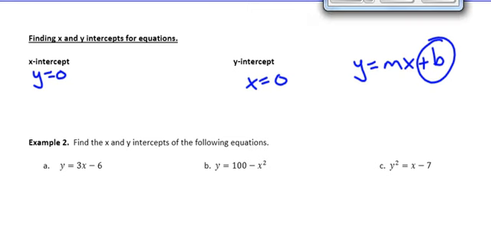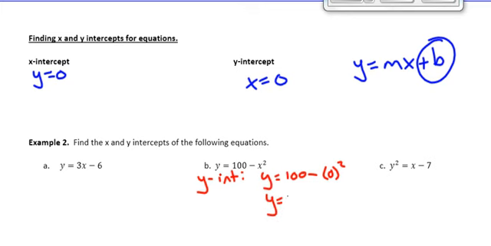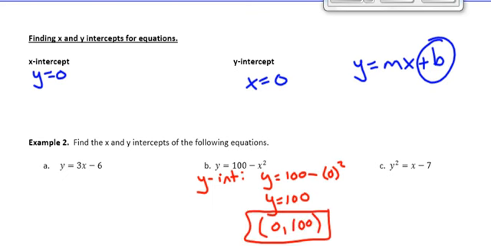Follow along with that same logic for the next one. We want to find the y-intercept. The y-intercept is when x is equal to 0, so I get y equals 100 minus 0 squared. Well, 0 squared is 0. 100 minus 0 is 100. So I get the point when x is 0, I get a y-intercept of 100.